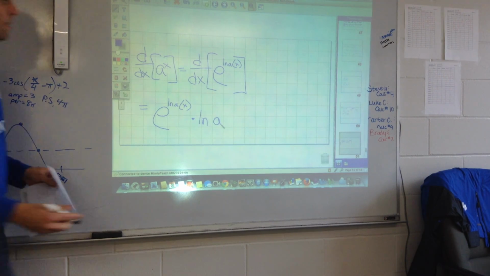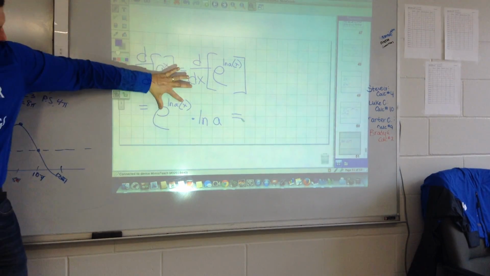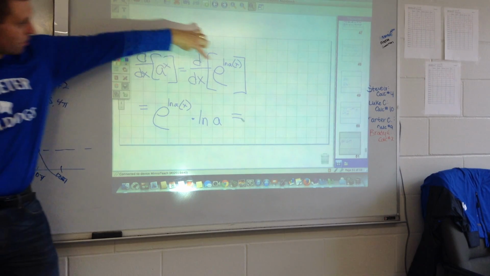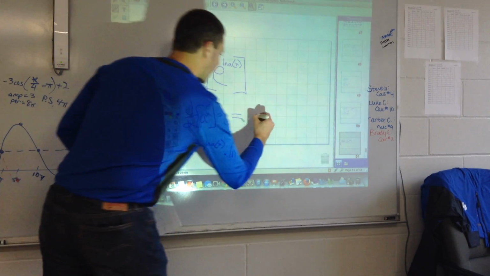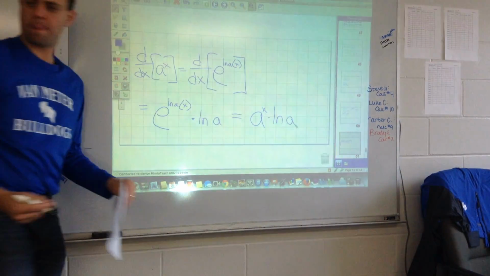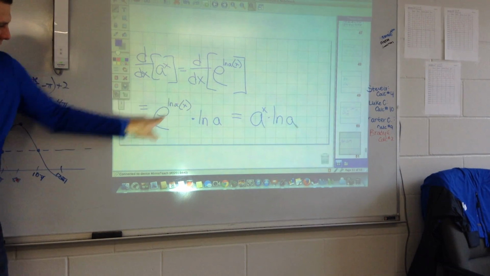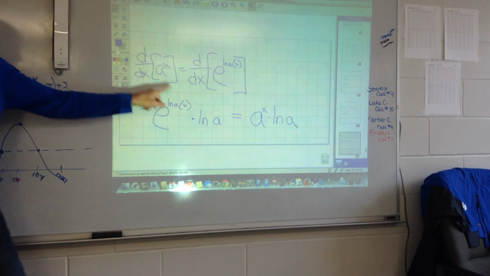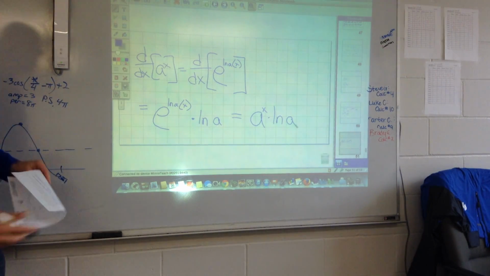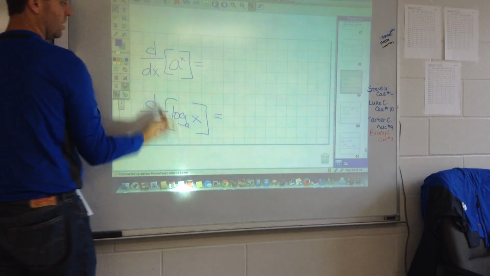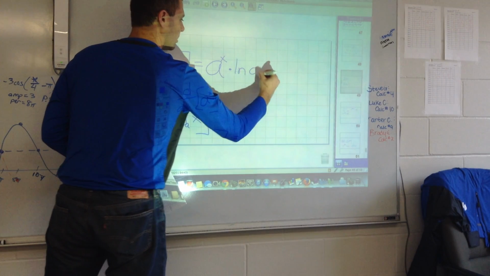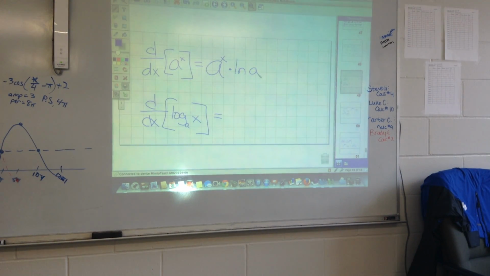Now, isn't this right here equal to this? They're the same thing, aren't they? So really, wouldn't I have then this times the ln of a? Because this is really this. Here's my derivative of my exponential equation. So the derivative of a to the x is simply a to the x times the ln of a.